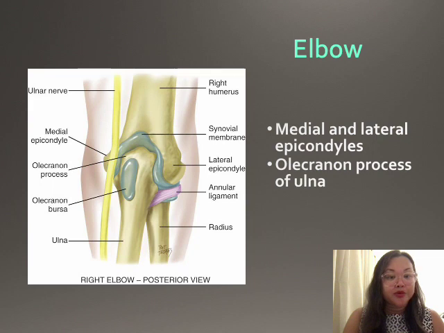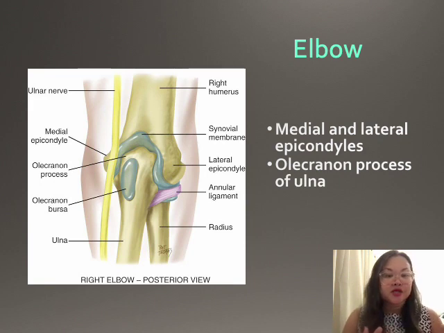There are also palpable landmarks here. We have the medial and lateral epicondyles, and they're at the humerus. And then you have the large olecranon process of the ulna between them. So you can feel that as you're flexing and extending your elbow joint.